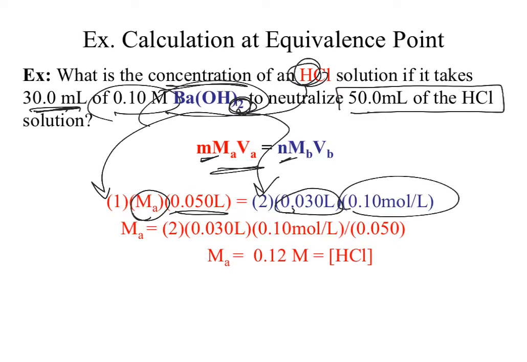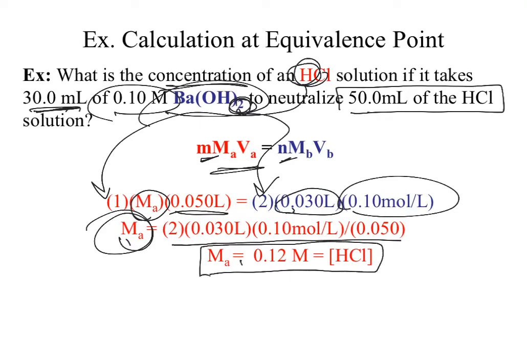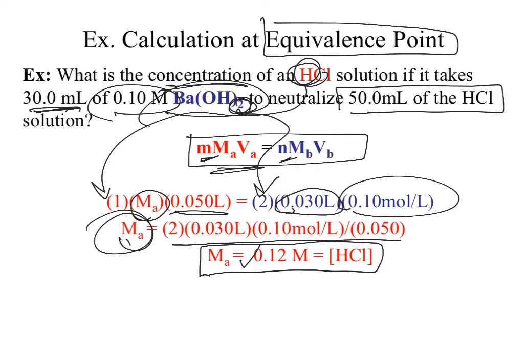So just do your algebra, isolate the molarity of the unknown acid, crunch the numbers, and you get that the molarity of the acid you are titrating is 0.12 molar. I want to emphasize again that this equation only works at the equivalence point, when you're done with the titration. It does not work partway through any titration.